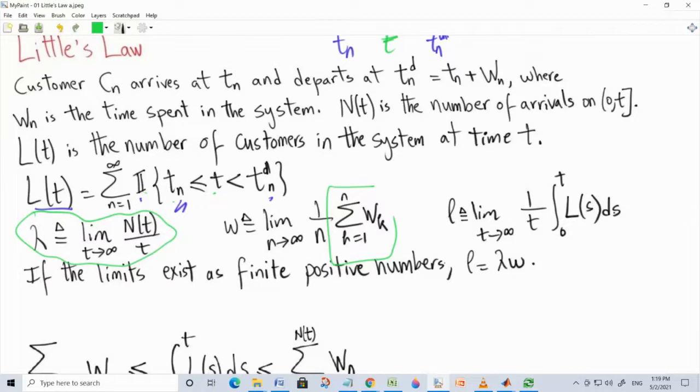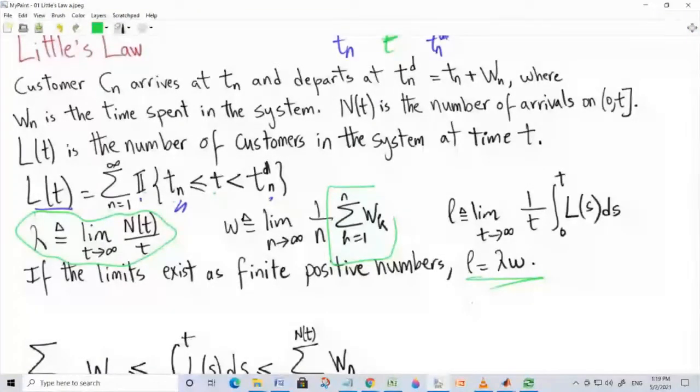This is the way those parameters are defined. And Little's result, in its most general form, is that these three quantities are related to one another. Of course, there are no guarantees that those limits will exist. But if the limits exist, and if they give us finite positive numbers, then it must be the case that L is equal to lambda W. So the average number of customers in the system is equal to the average arrival rate multiplied by the average time spent in the queue. Typically we are interested in W, so we write W as L over lambda.